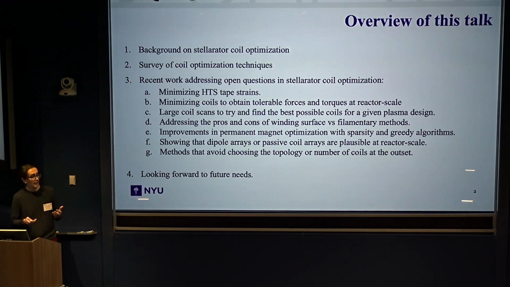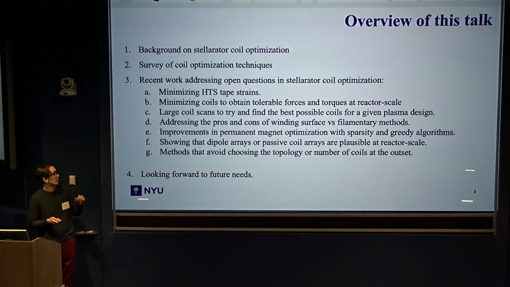So as I said, I'm going to give some background. I'm going to give a survey of different ways we can think about coil optimization. I'm going to then blaze through a whole big list of different things that have happened over the last year or two in coil optimization. This includes thinking through minimizing different types of strains on HTS tape, minimizing coils to obtain tolerable forces and torques at reactor scale. This actually turns out to be extremely challenging for a lot of stellarator coils.